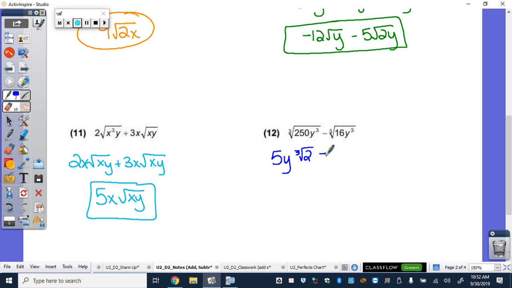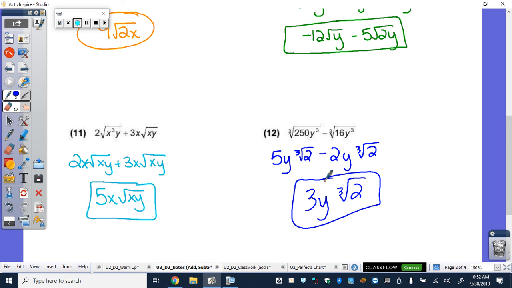Our perfect cube that goes into 16, 8. So that comes out as a 2. And then again, cube root of 2 there also. So then 5y minus 2y gives us 3y, cube root of 2. So you just got to pay attention to that little index number so you know what are you looking at. Square root, cube root, fourth root.